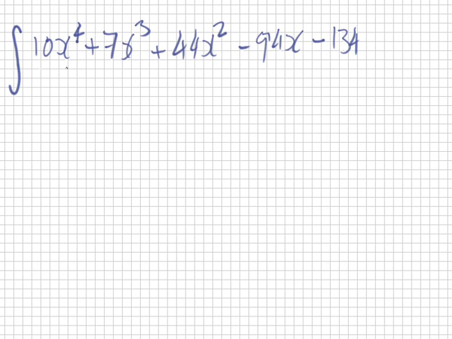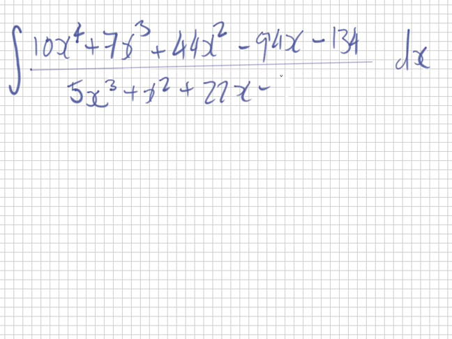Well, I'll write the question down first. Write down, right first. 10x^4 plus 7x cubed plus 44x squared minus 94x minus 134. Sorry, that looks a bit messy. That's 134. Well, anyways, it's the question. You have it in front of you. All over 5x cubed plus x squared plus 22x minus 72.